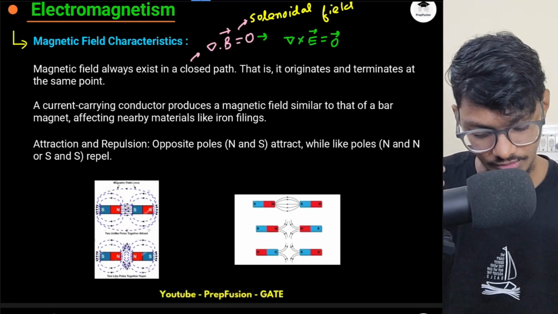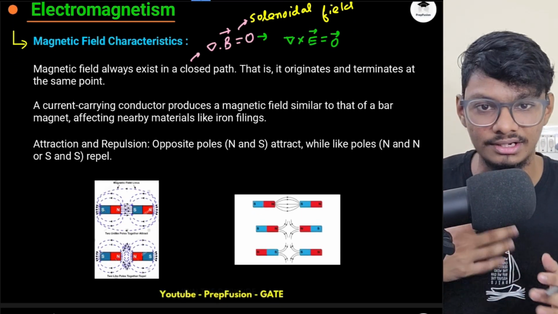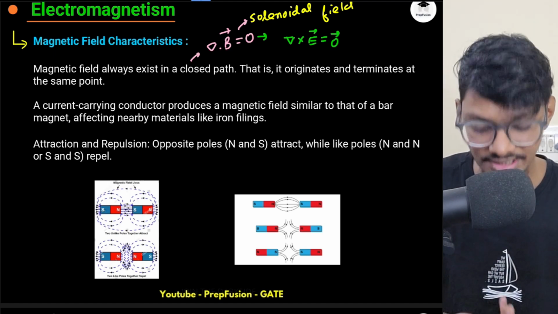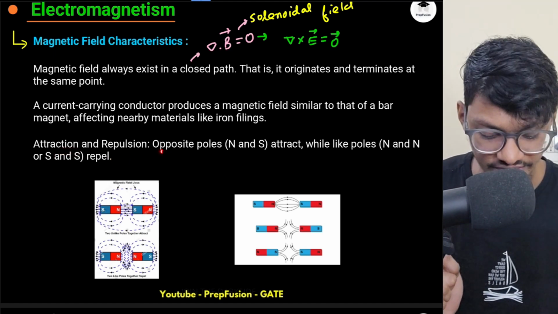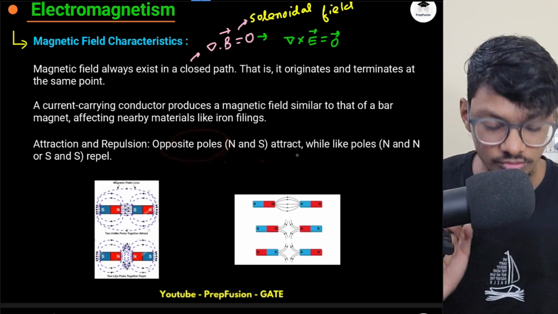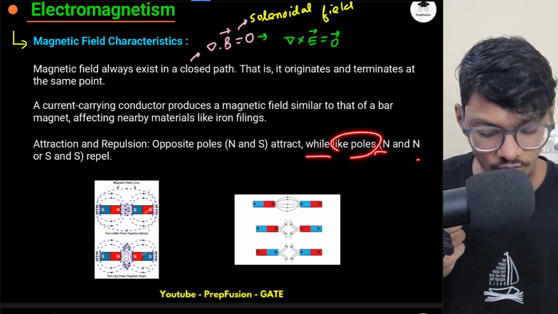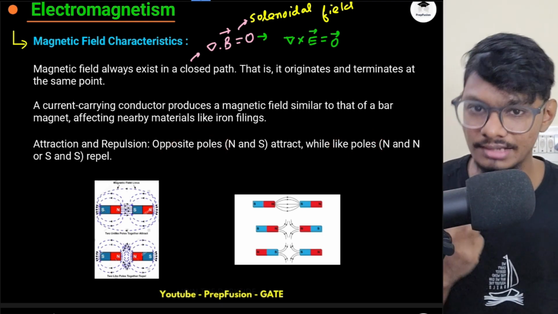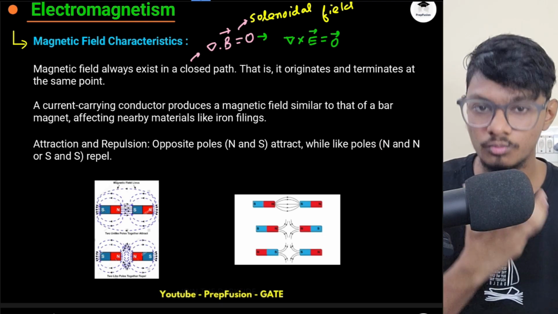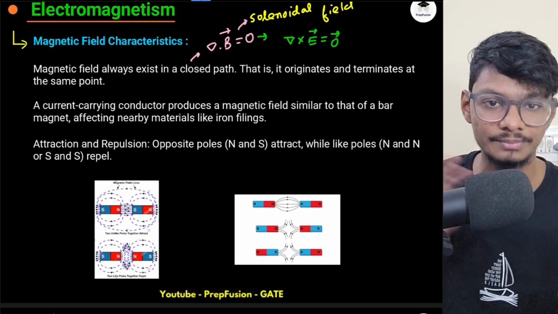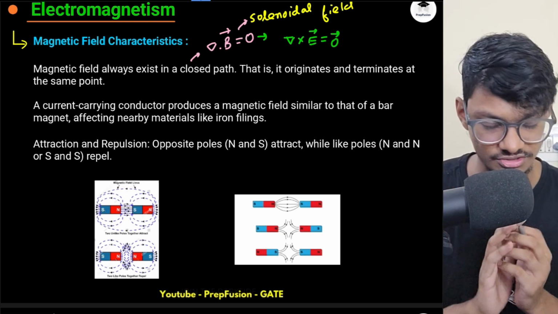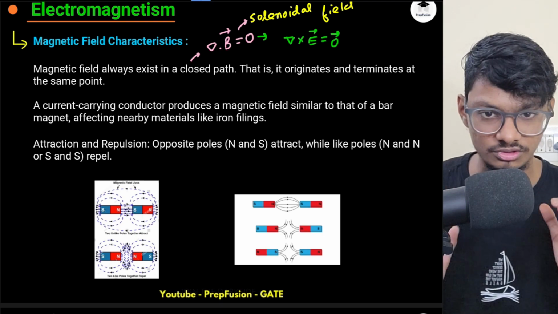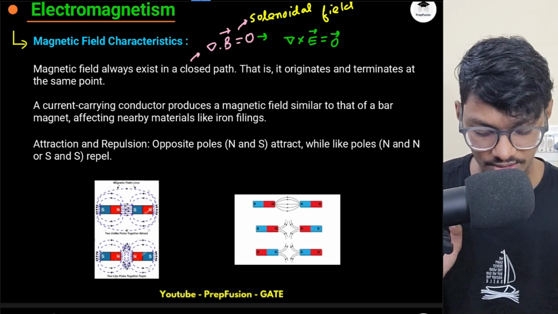Now, a few basic things about magnetic fields: attraction and repulsion. Obviously opposite poles, north and south, will attract each other, while like poles, north and north, will repel each other. Same as the electric field: positive charges repel each other, opposite charges attract each other.